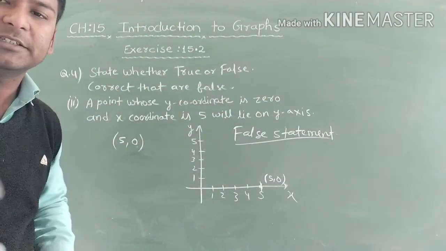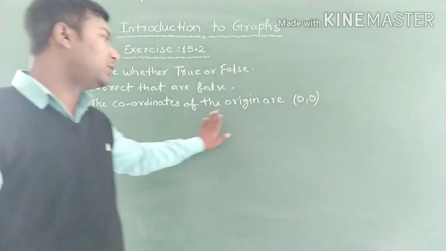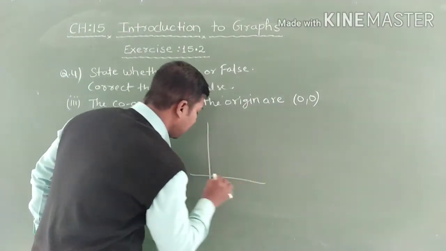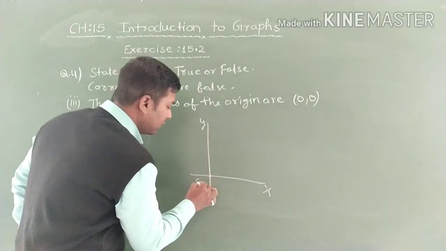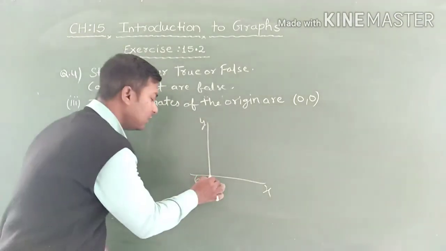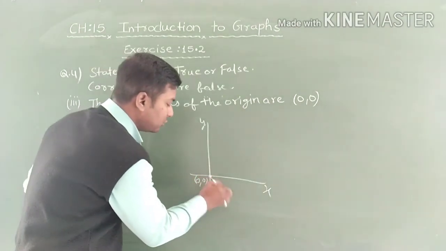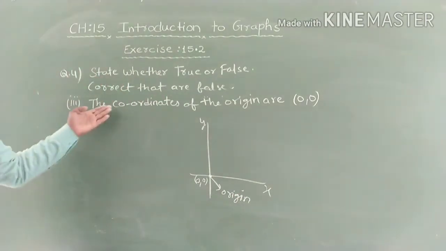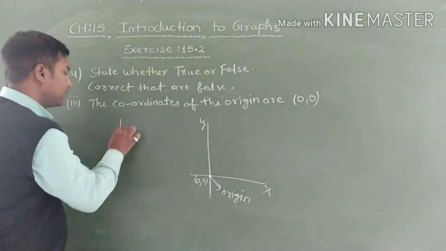Now this is the third part. The coordinates of the origin are 0, 0. This is a true statement, we all know that. At this point, this is the x-axis and this is the y-axis. At this point, x is 0 and y is also 0, so this point is 0, 0. This point is also known as the origin. So the statement that the coordinates of the origin are 0, 0 is true.